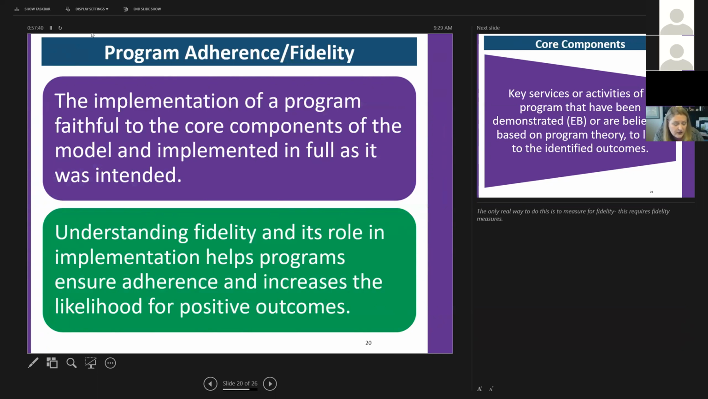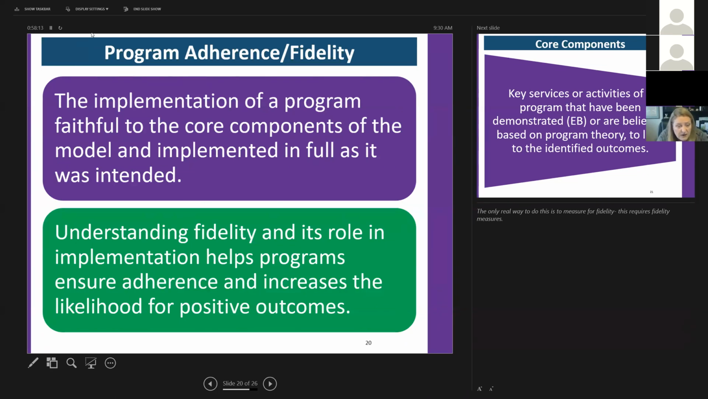And understanding that as a piece of the puzzle is just crucial. So program fidelity, program adherence has this role in implementation that's really unlike any other piece. It is the piece that can make or break a program in terms of the types of outcomes you see. And if you're not monitoring for program fidelity, if you're not paying attention to this, and you start to see bad outcomes, you might not know why. We'll dive into that here in just a minute.